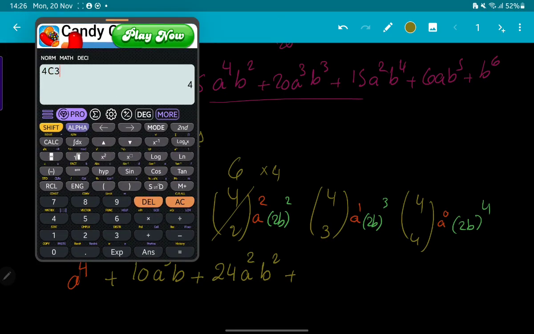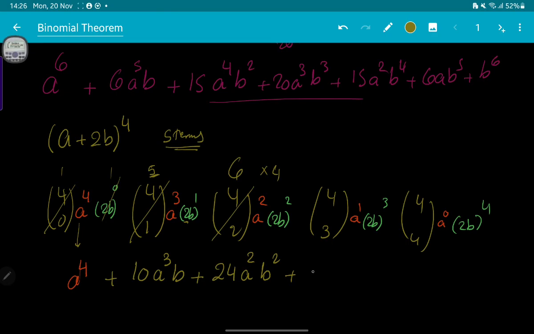is 4, so it's 4 multiply 2 power 3, 2 power 3 is 8, so this is 32, a power 1 and b power 3. This is 1 and this is 1. 2 power 4 is 16, b power 4.